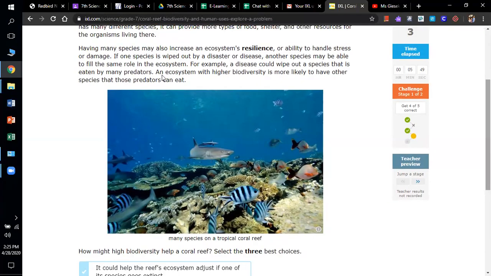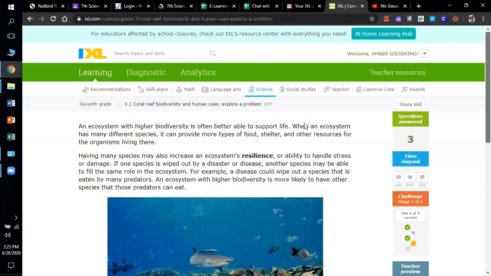Yes, it says having many species also increases its resilience, the ability to handle stress or damage. If one species is wiped out by disaster or disease, another species may be able to fill in. And we're picking the best 3.